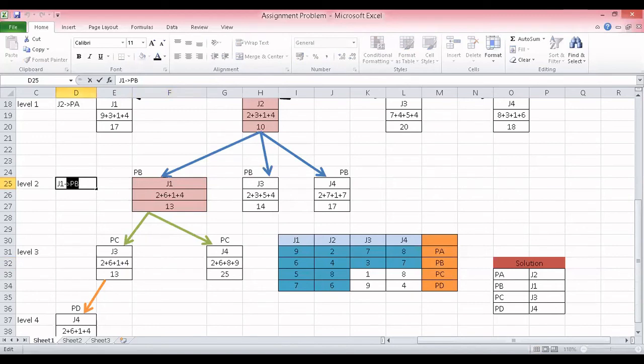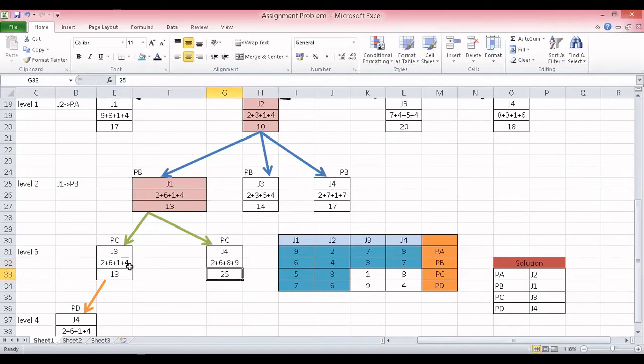person B. Person B is assigned what job? Job 1. So come here, this particular box. Person B is assigned job 1. So what is the answer? 6. So person A and person B are already over. So this 2 plus 6 won't change. You should keep it as it is. Here also 2 plus 6 won't change. It will be as it is.